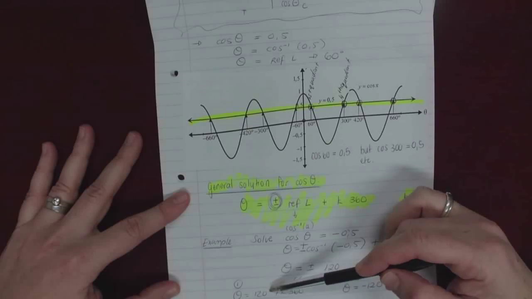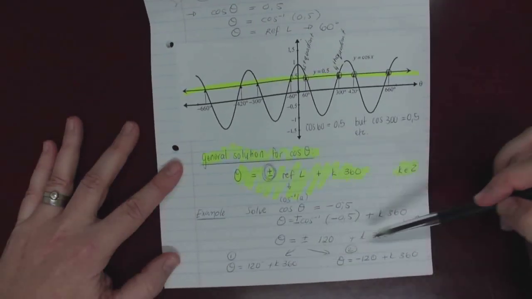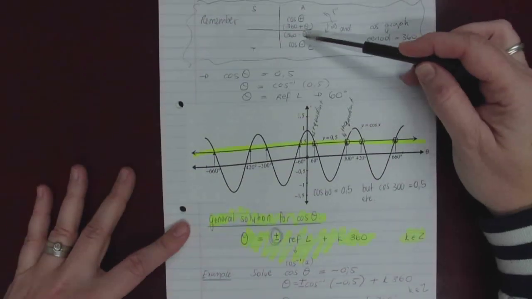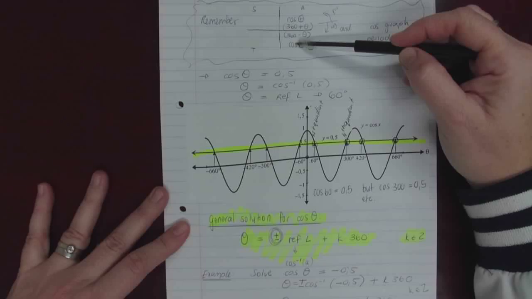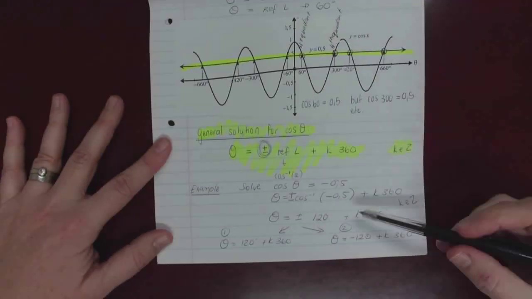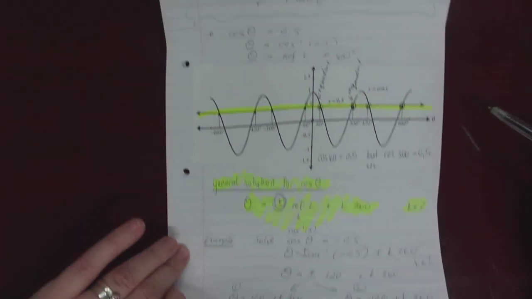It's either a positive 120 plus k times 360 or a negative angle. Negative angles are clockwise, and positive angles are anti-clockwise. And there's my second option. Okay, so let's look at a second example where I ask you to use k as well.